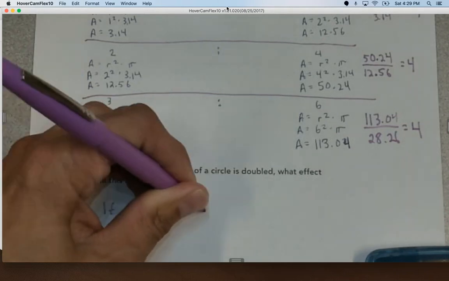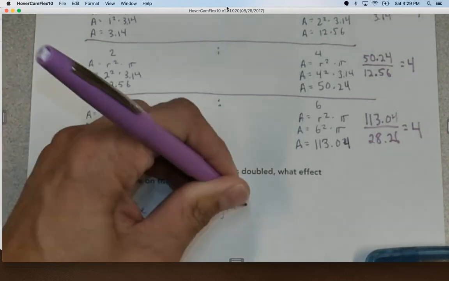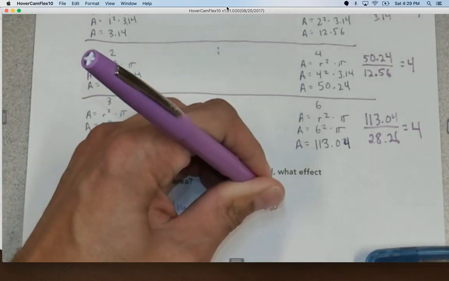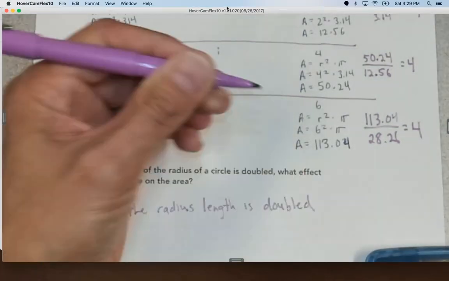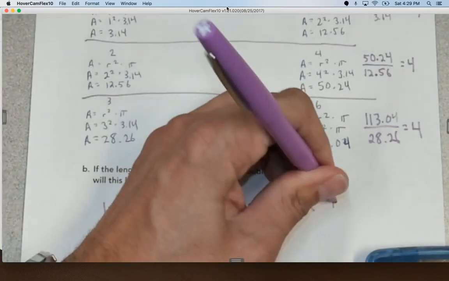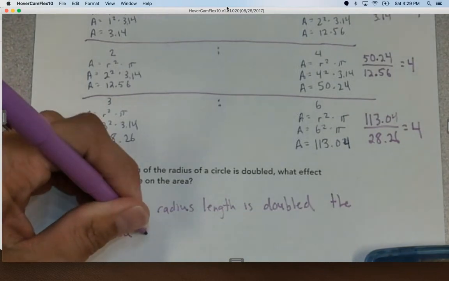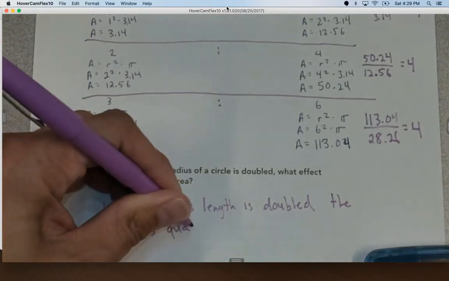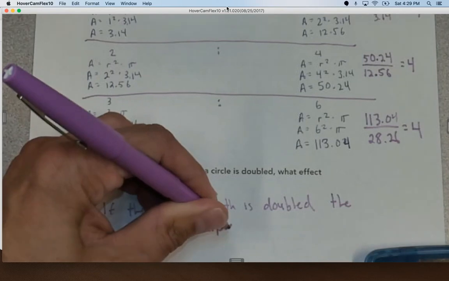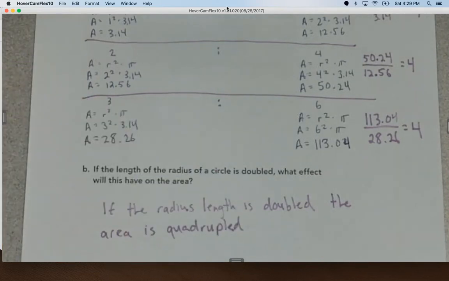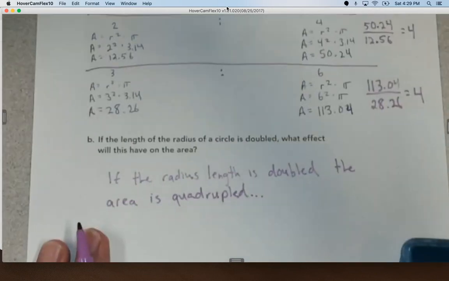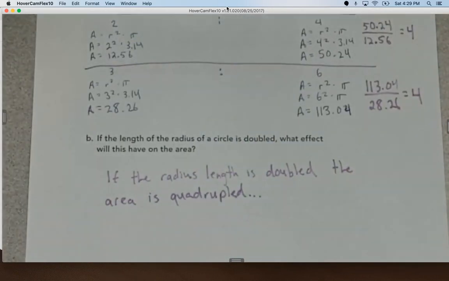Okay, so if the radius length is doubled, the area is quadrupled. I spelled that wrong. I apologize. And I've kind of mentioned in passing, it has to do with the fact that in the formula, we square the radius. But I digress on that for right now. That is the pattern you should be seeing there.